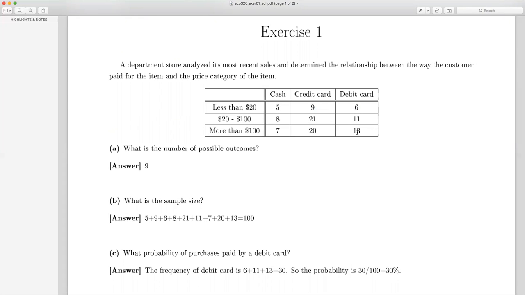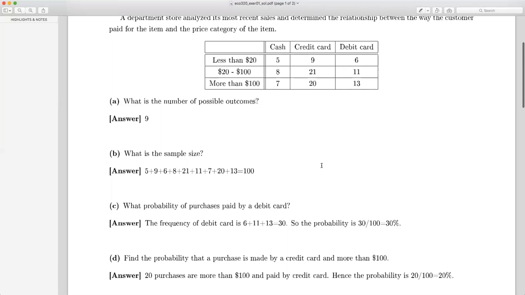It's quite easy. Similarly, you can find the probability of purchases paid by credit card by 9 plus 21 plus 20, which is 50, divided by the total of 100, so 50%. What is the probability of buying with cash? It is 5 plus 8 plus 7, which is 20. So 20 over 100 is 20%. Those are how you get that.